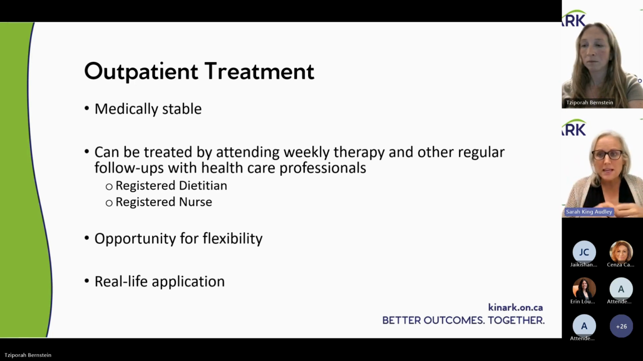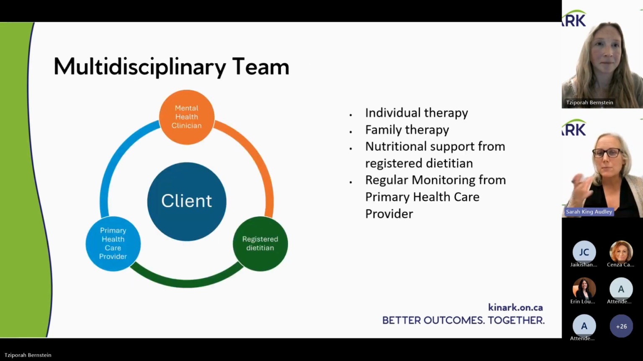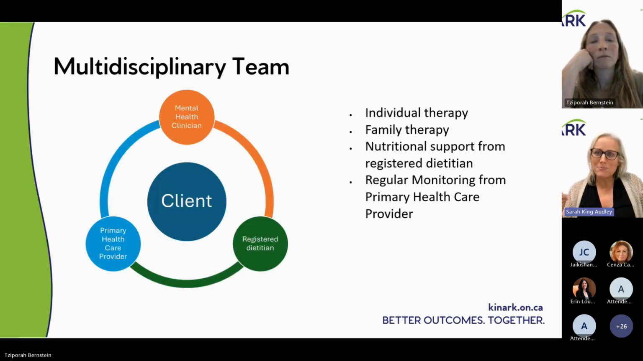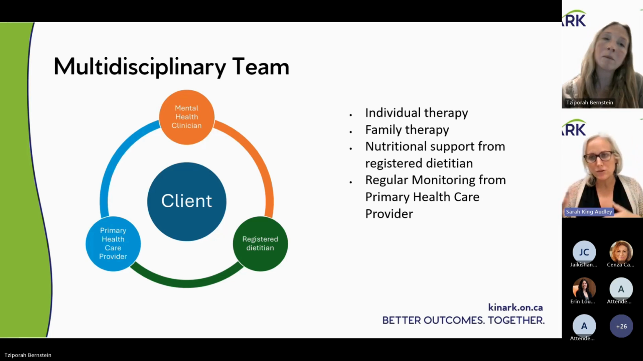An outpatient treatment setting would typically be an individual living in their home with their family. They're medically stable. They'll have some medical monitoring. Usually that might be done by their primary care provider. It might be done as part of their program if there's a nurse or physician in their program. And typically they would have weekly sessions with a dietitian, and they'd be seeing a mental health professional once or twice a week as well. And this can help individuals move back to school, move back to their regular life and transition to that life. If they've been in a higher level of treatment, it can help them with that transition.